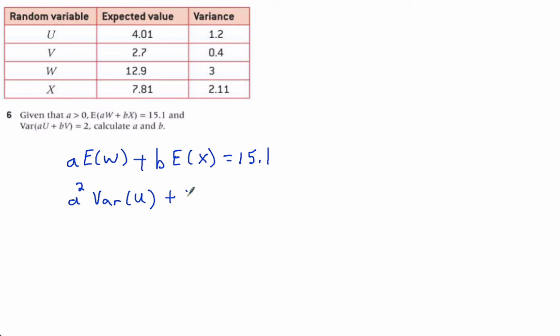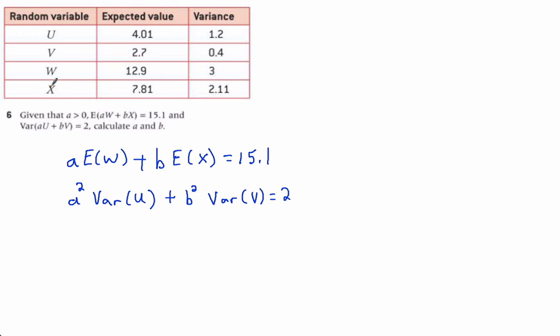Similarly, let's take this b out. Since it's affecting the variance, not the standard deviation, we square it. And then you have the variance of v. And this gives us 2. All right? We can now look for some substitutions.